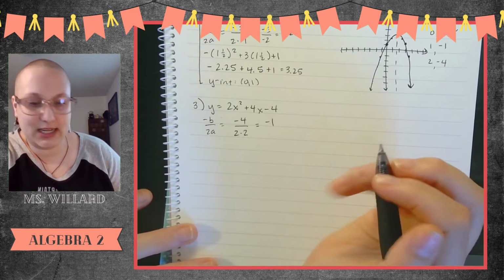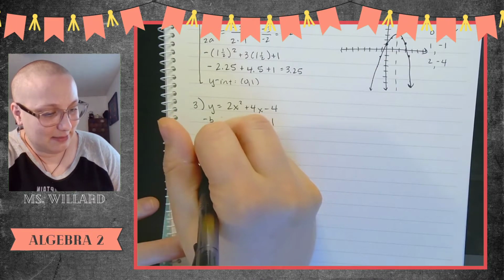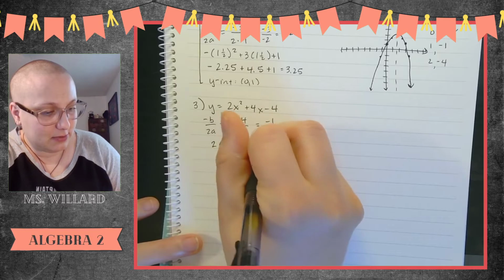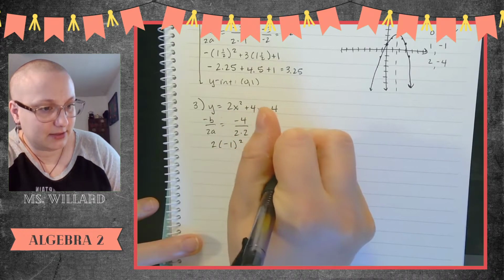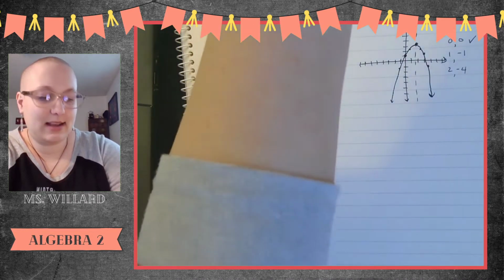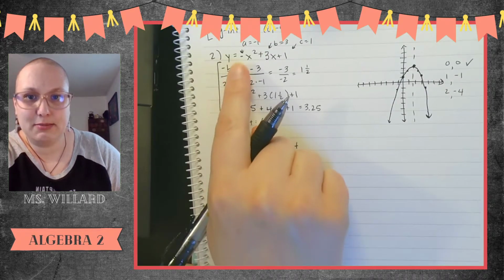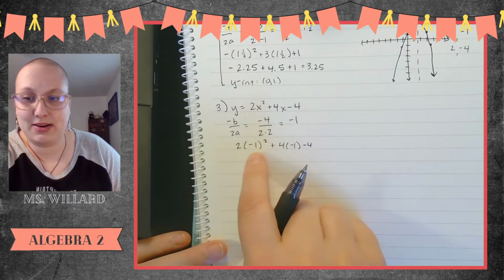Oh, such a nice number, thank goodness. And then we're going to plug that back in. So 2 times -1 squared plus 4 times -1 minus 4. The last time I ignored the negative because it was on the outside, it was here. But in this case, the negative is going in, so I don't ignore it.